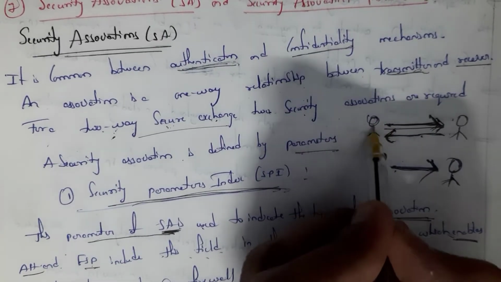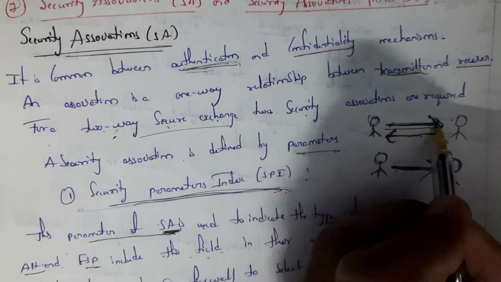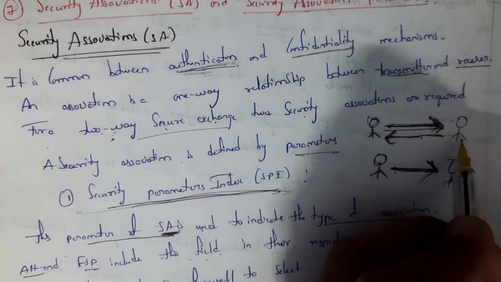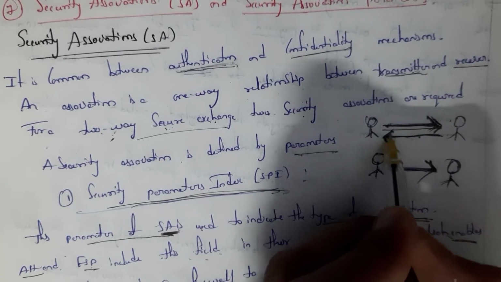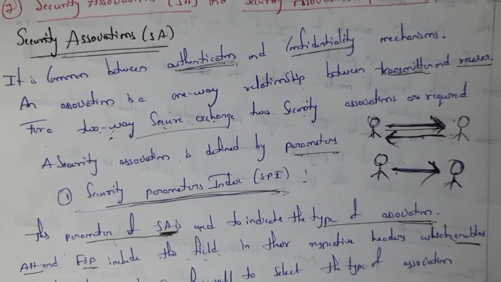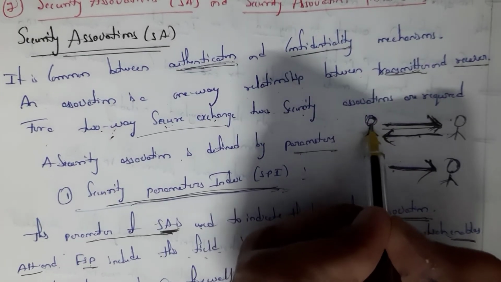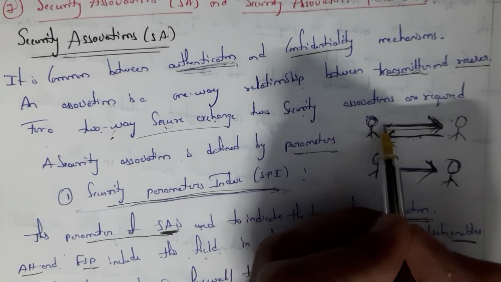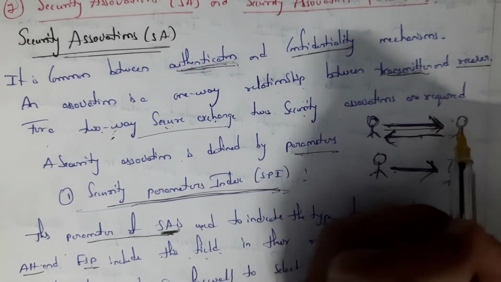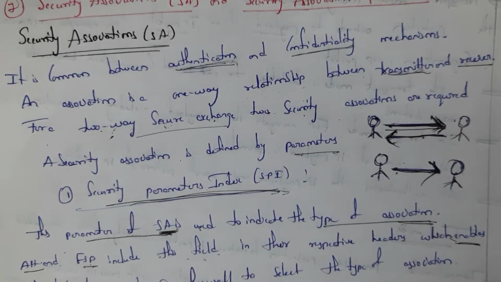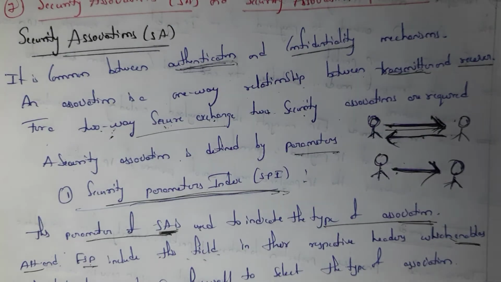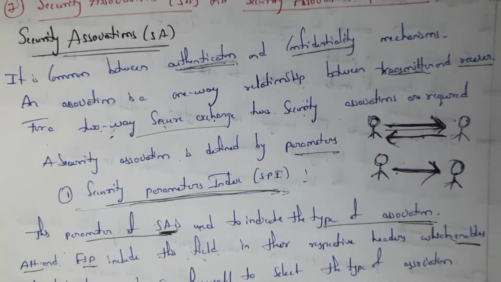See, in this there are two users. This person has the right to send a message to that person, and that person has the right to send to this person. So in this situation, both persons need one security association each. Both persons should contain security associations in order to transfer messages.